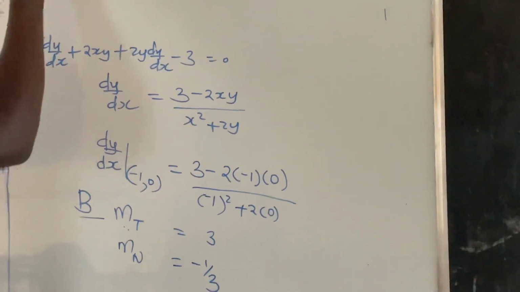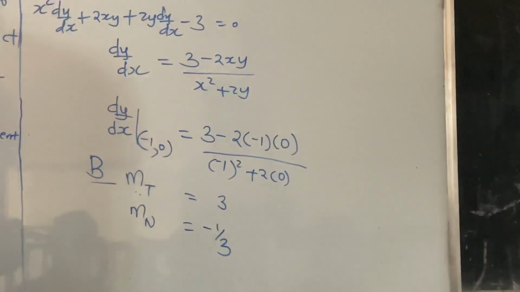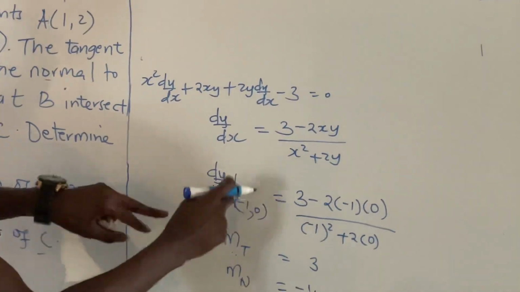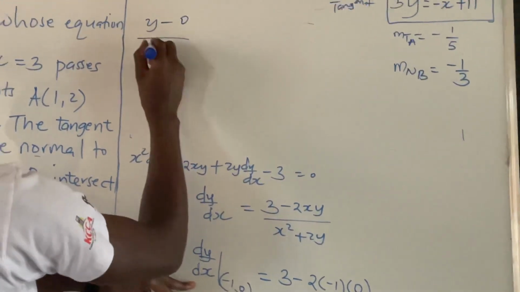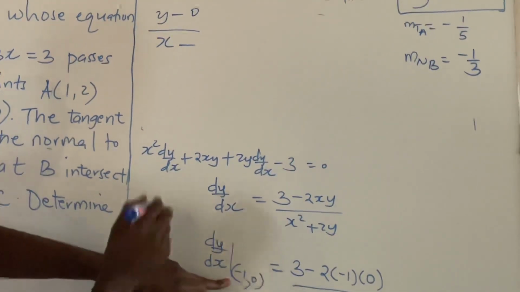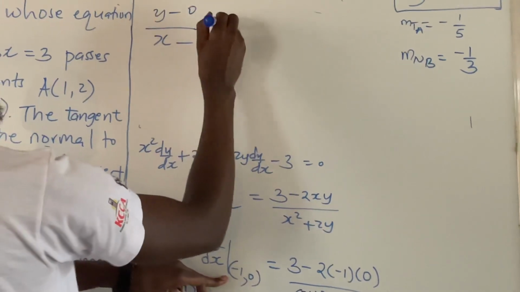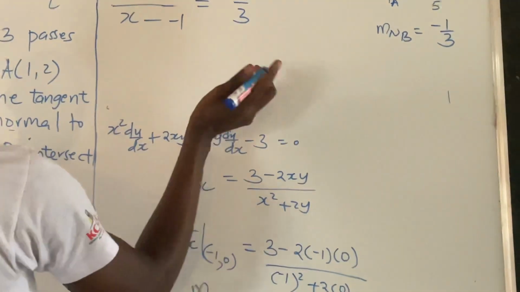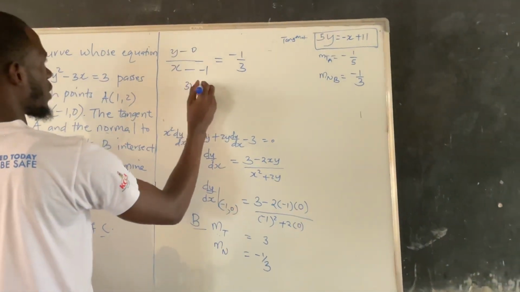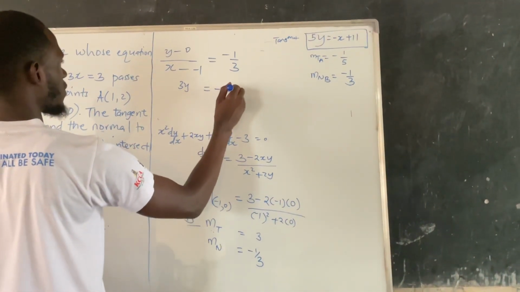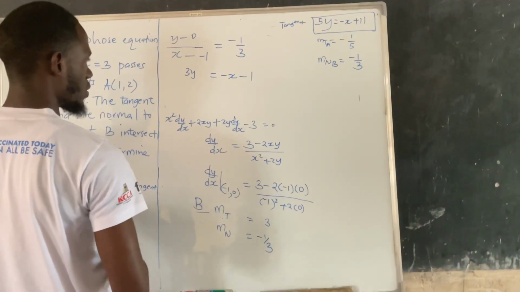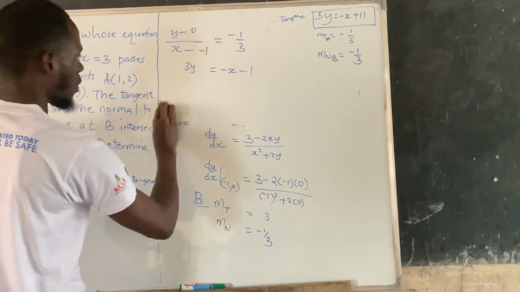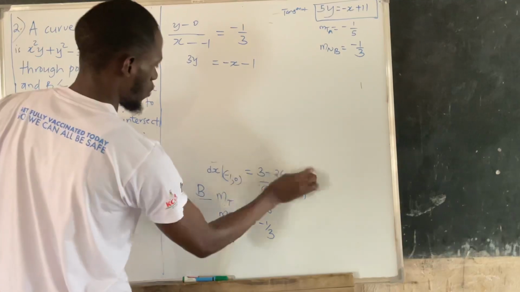Get the equation of the normal, which is y minus the y coordinate at B, which is 0, over x minus the x coordinate, which is negative 1. It is this one that is going to be equal to negative a third. So in a cross multiply, I have 3y being equal to negative x minus 1. So this is the equation of the normal.